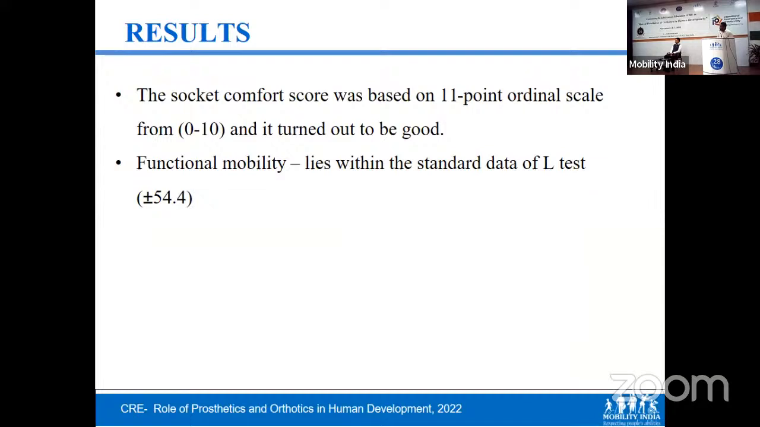And for results, the socket comfort score was based on an 11 point ordinal scale, and it turned out to be good. And functional mobility lies within the standard data. The L-test came to around plus or minus 54.4.